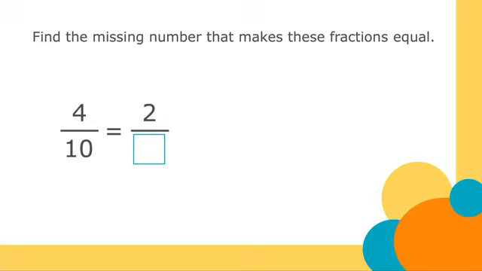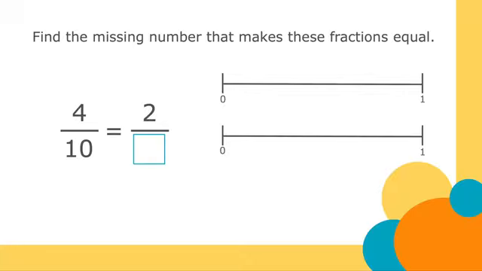Find the missing number that makes these fractions equal. This time, let's use number lines to model these fractions. To show 4/10, we'll divide the first number line into 10 equal parts and draw our point after the 4th part. We want to make an equivalent fraction using our second number line, so we'll place a point directly below the first point.